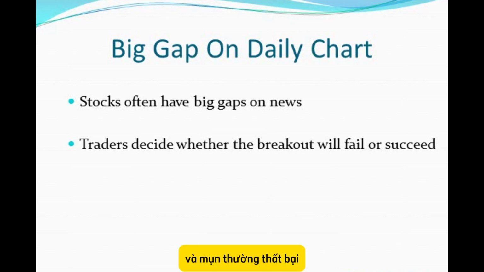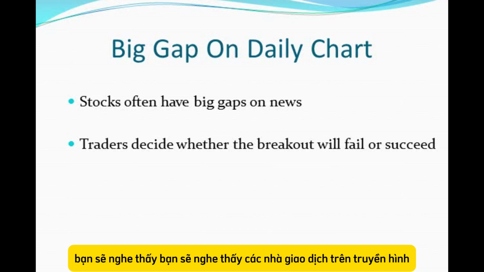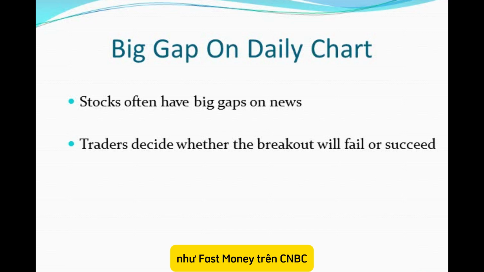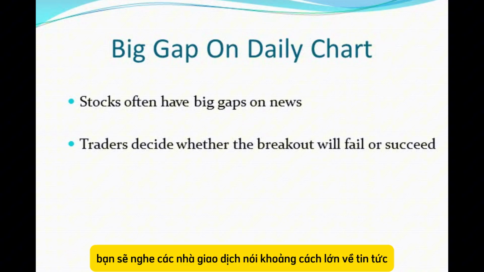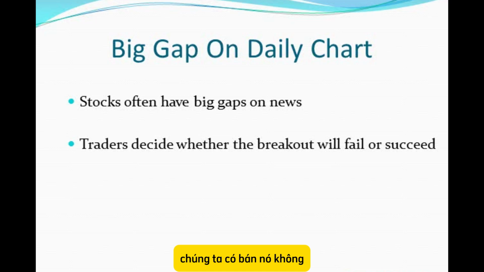And breakouts often fail. Traders all the time have to decide what to do once they see a big breakout. So for example, if there's a news report or an earnings report on a stock, and the stock opens with a big gap up, you'll hear traders on television, like Fast Money on CNBC. I don't get any money from Fast Money. I'm just mentioning them because it's a popular show. You'll hear the traders say, big gap up on news, do we sell it?